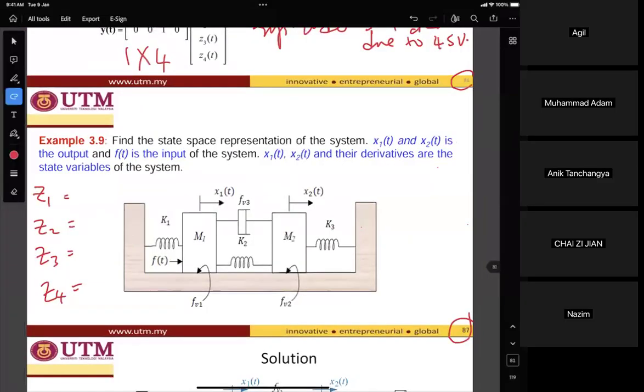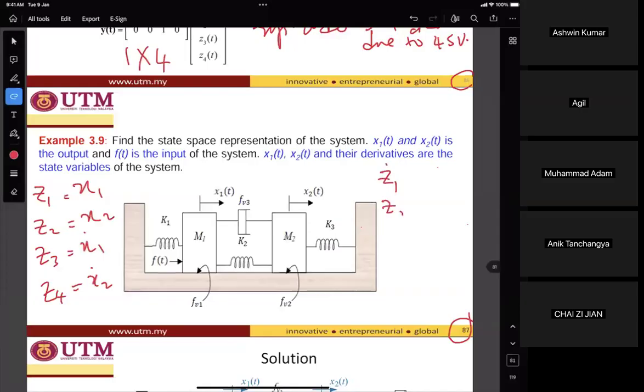So displacement x1 is the first state variable. Displacement x2 is the second state variable. Acceleration of mass 1, x1 dot, is the third state variable, and x2 dot, which is the acceleration of mass 2, is the fourth state variable. And our target is to find z1 dot, z2 dot, z3 dot, and z4 dot.